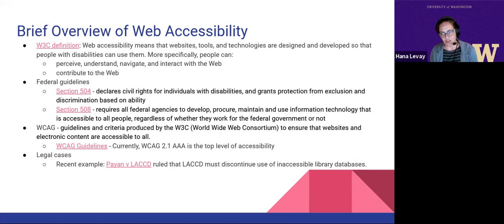Recent legal cases have shown that libraries are responsible for providing accessible resources, and they can be found liable if they don't. In a recent case, Payan versus LACCD, it was ruled that LACCD must discontinue use of inaccessible library databases. The subscribed resources must conform to WCAG 2.1 guidelines at the AA level. This ruling was momentous, as almost all libraries currently subscribe to inaccessible databases, and we may be the next to be found liable. So how can we fix this?